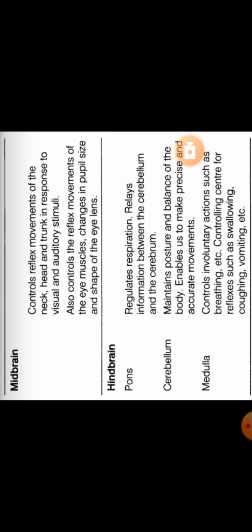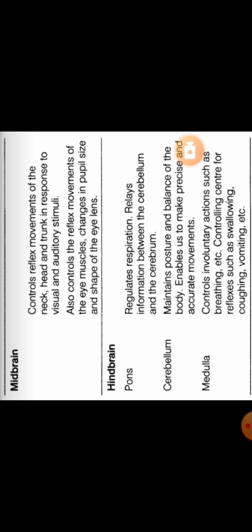You need to remember that cerebrum and cerebellum are very important because often students get confused between the two. The cerebrum is part of the forebrain and is the main thinking part, and the cerebellum is part of the hindbrain, which controls posture and balance of the body. So this is the summary of the subtopic, control and coordination in animals. These things we are going to study one by one.